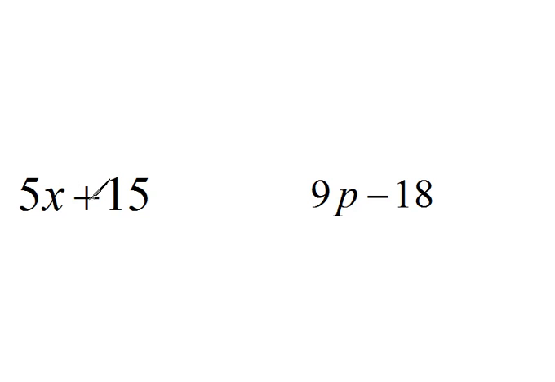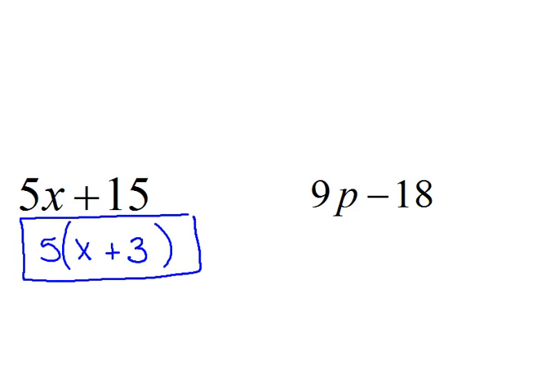This one says 5x plus 15. So again, we need to look to see what these have in common. They both have a 5 in each one of these items. So if I were to do the reverse distribution, 5 times what would give me 5x? And that would be an x. 5 times what would give me a positive 15? Well, that would be a positive 3. So again, if you want to check yourself, distribute to make sure you get back to your original problem.